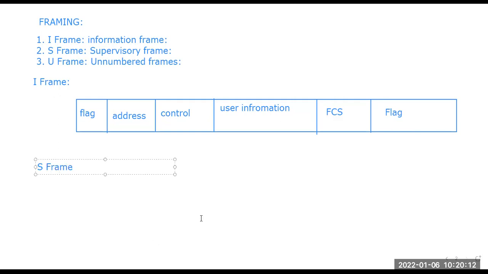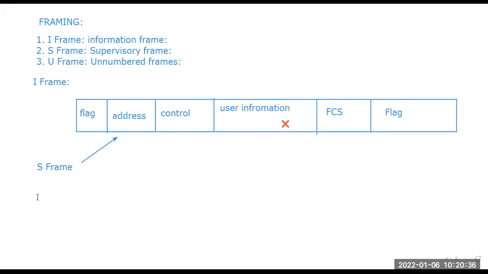In the S frame, the format will be the same, but only this thing will not be present there. This user information will not be present in the S frame. So user information is not present in the S frame. Flag, address, control, FCS, and flag. This is the format for the S frame.